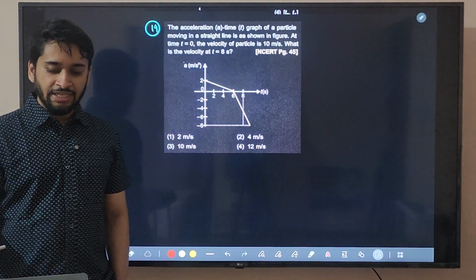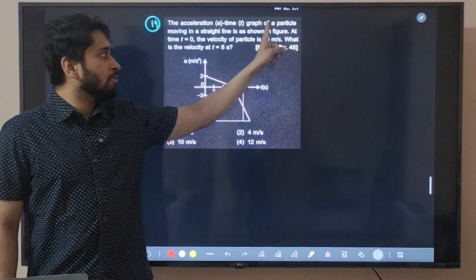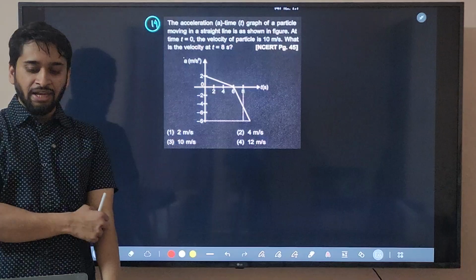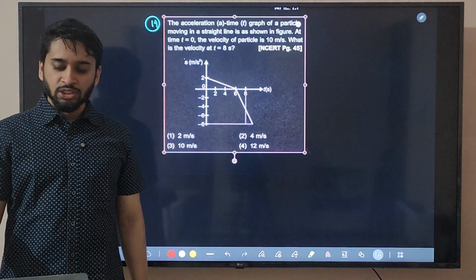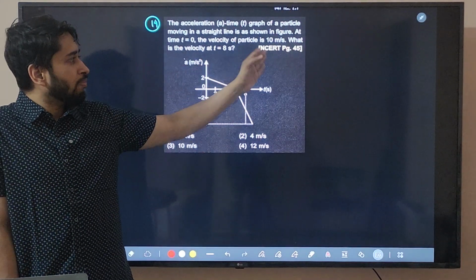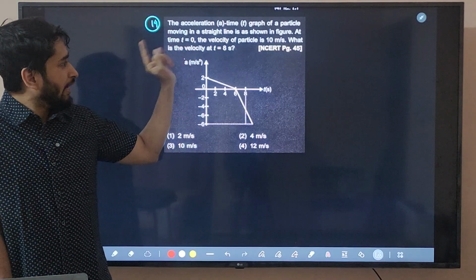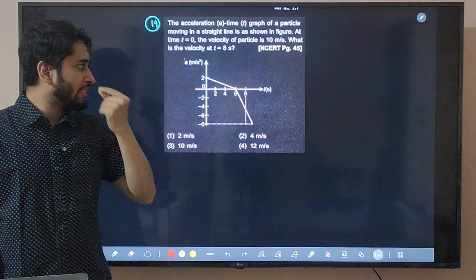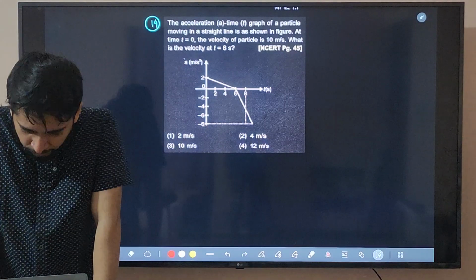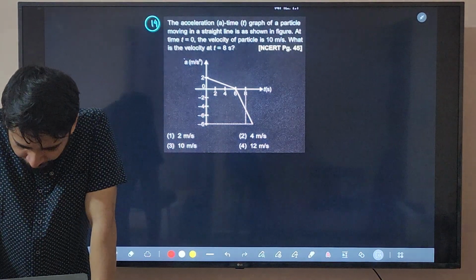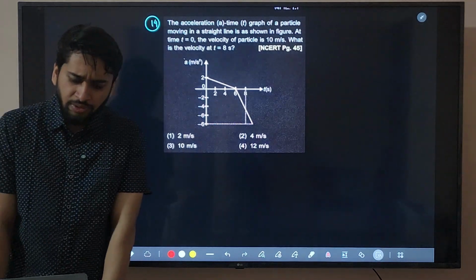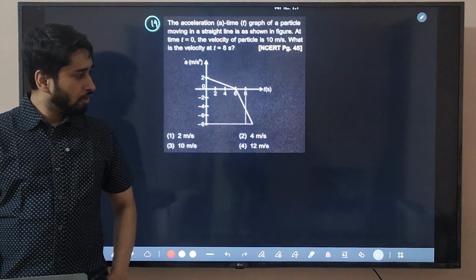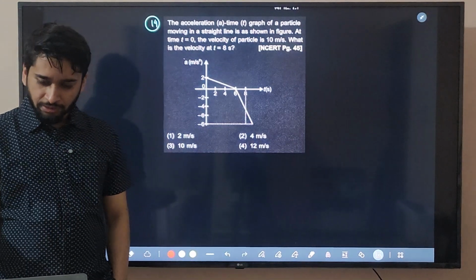Right. What does question number 14 say? They're saying the acceleration time graph of a particle moving in a straight line is as shown in the figure. The velocity of the particle at t equal to 0 is 10 meter per second. What is the velocity at t equal to 8 seconds? Okay, we can do it. That's not an issue. Only issue is, is this question correct?